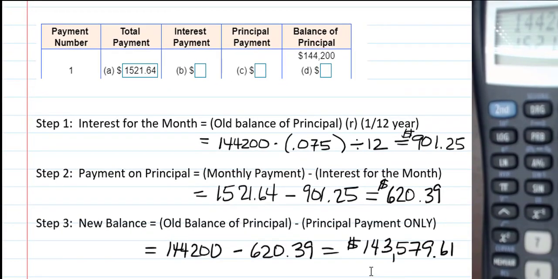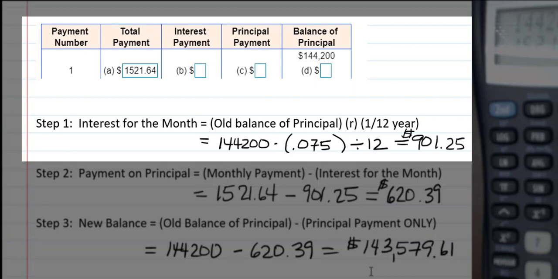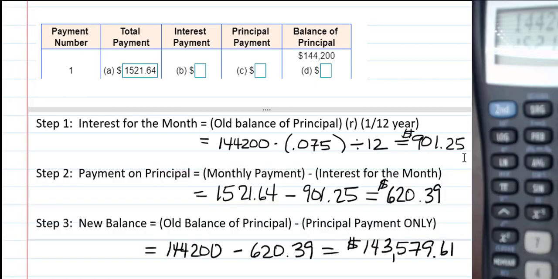The way you determine how much interest you're paying that month is multiply the old balance of principal, which in this case is the original balance, 144,200, times the interest rate r, 0.075, times 1/12 of a year, because that interest rate is an annual interest rate and we're only doing 1 month. So you can divide that by 12 or multiply by 1/12. So that's going to give you 901.25.